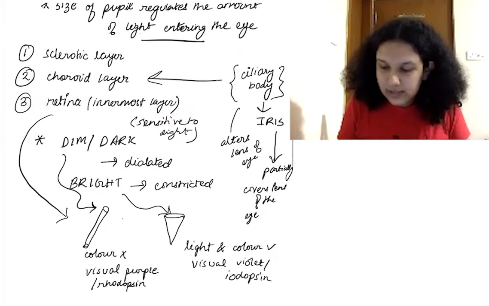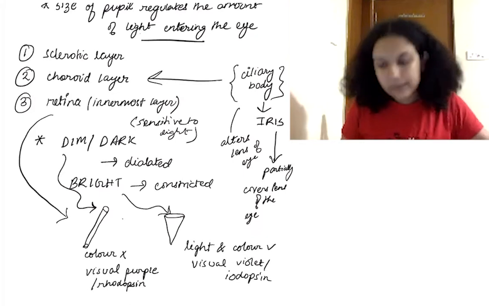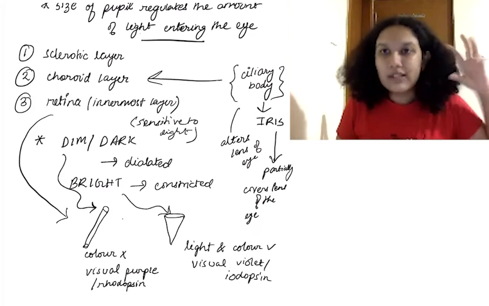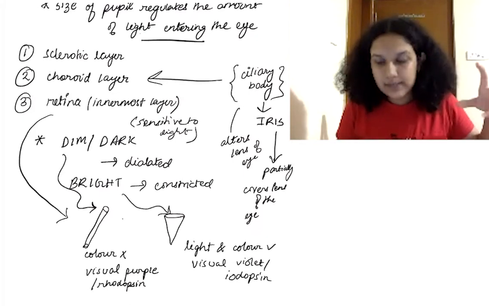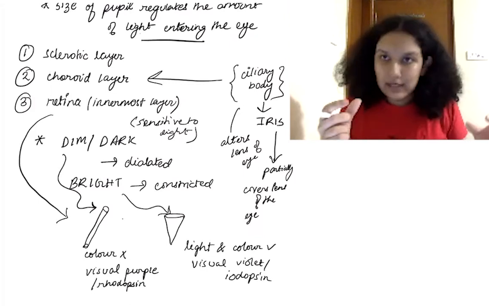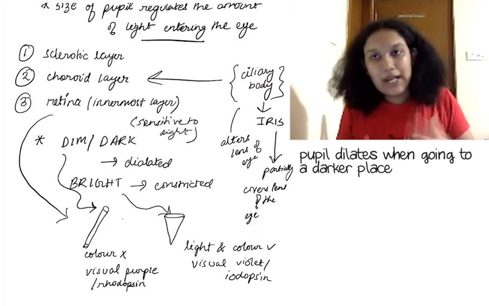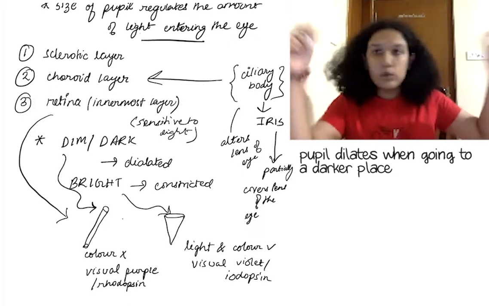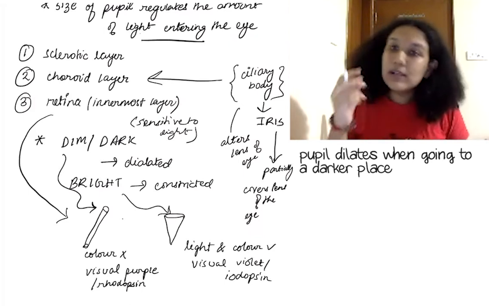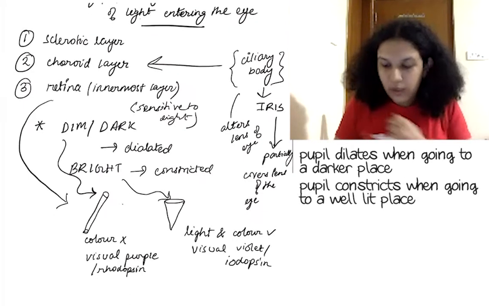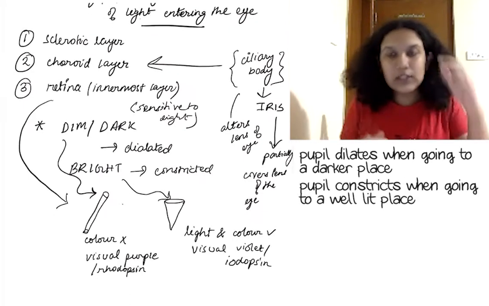Now, what happens in the retina? So, when you go from a dim or a dark room or a theater or whatever dark space, the pupil is dilated. Whereas when you go to a brighter room, like a room like this for that matter, the pupil is constricted. And okay, now let's talk about the retina, right?